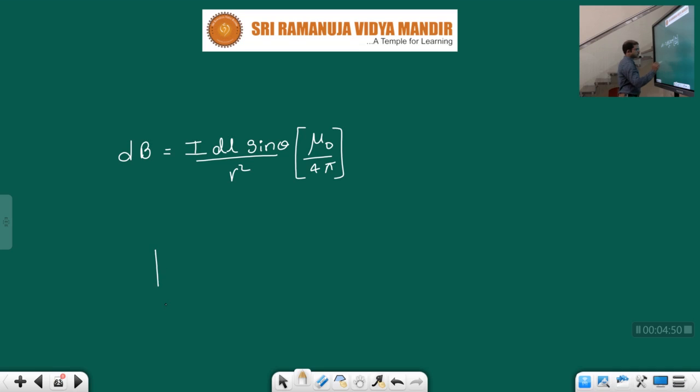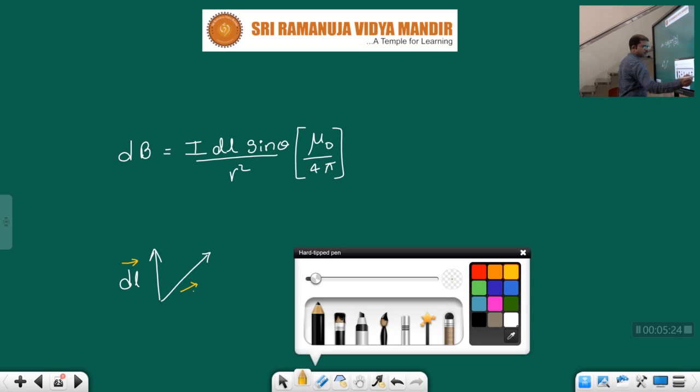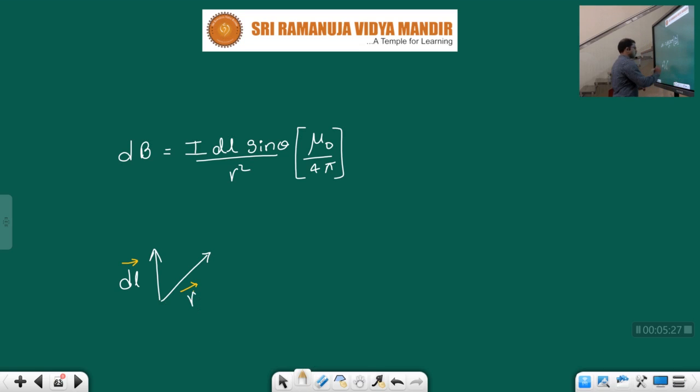Here the important thing is that this dl we are considering is also a vector, having some direction. As well as that r bar we are taking, the distance between dl and P, that is also a vector quantity. That's why I'm keeping a bar here. And from dl to r bar there is some angle, that is nothing but theta.